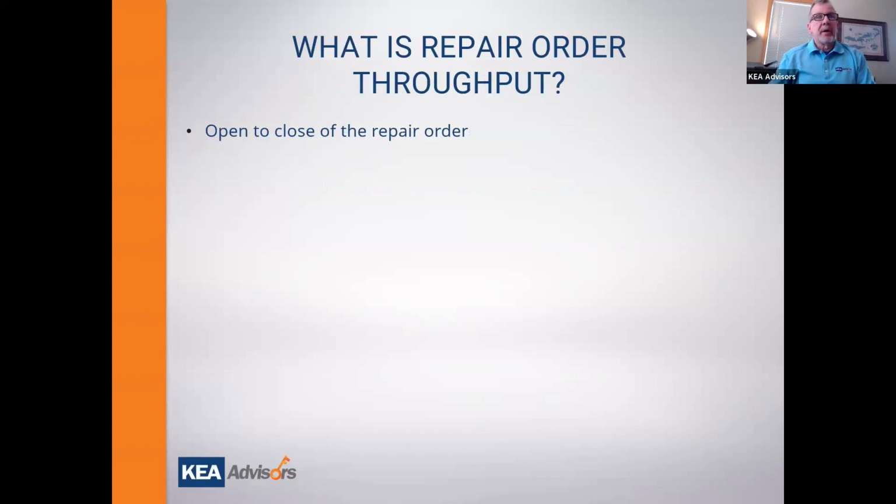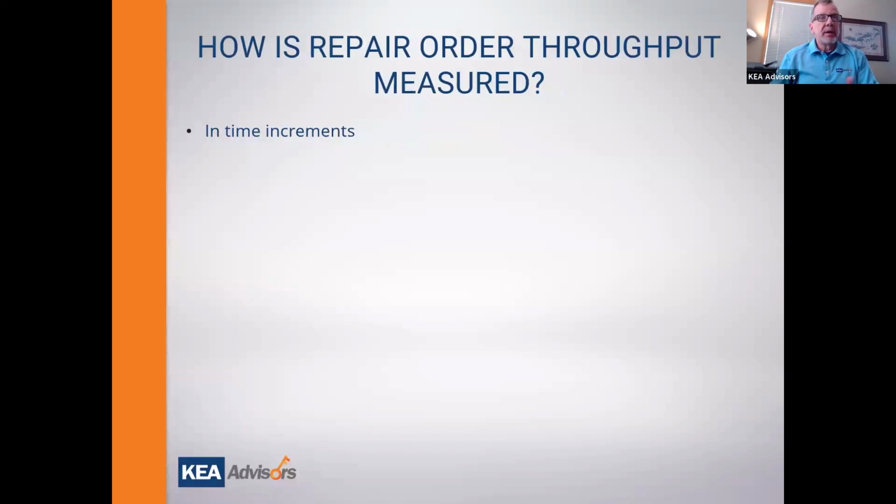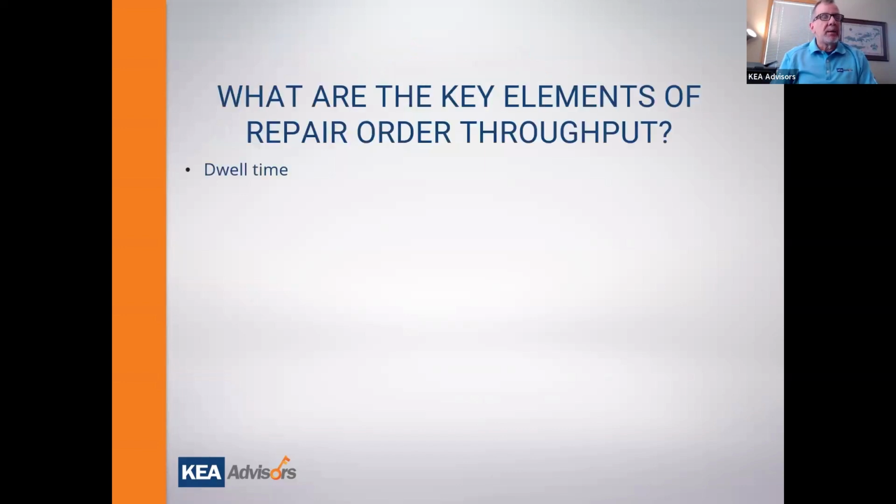So what does throughput consist of? Well, simply it is the open to close of the repair order. That's all it is. We measure it in time increments. Those time increments can be minutes, hours, days, weeks, hopefully not months, but we measure everything in time increments. The repair order is made up of two key elements of repair order throughput, one being dwell, which we'll define, the other being lag time.